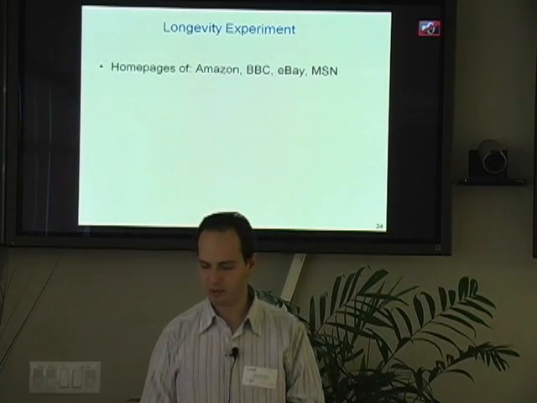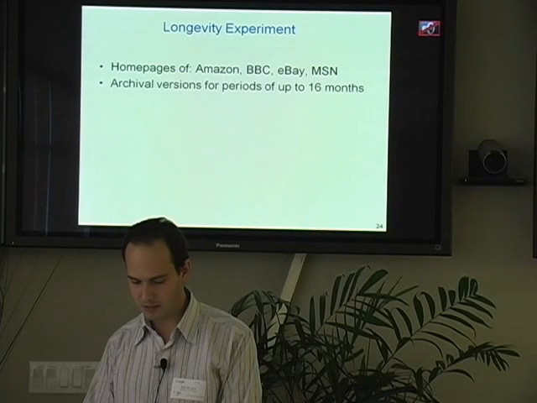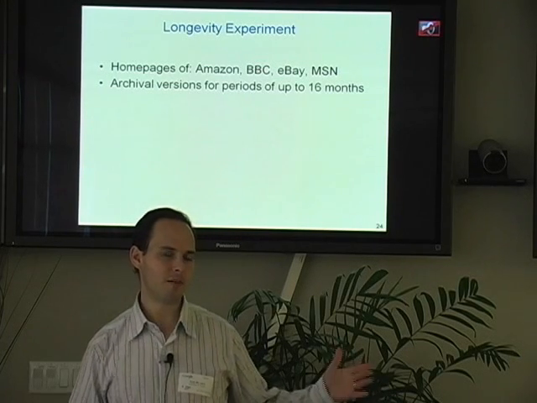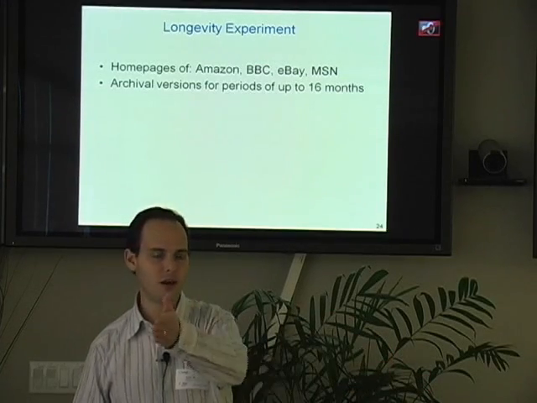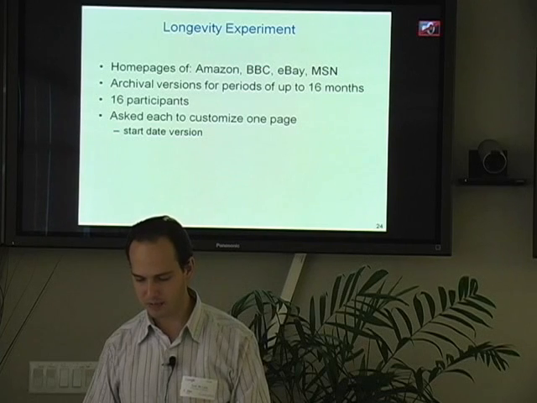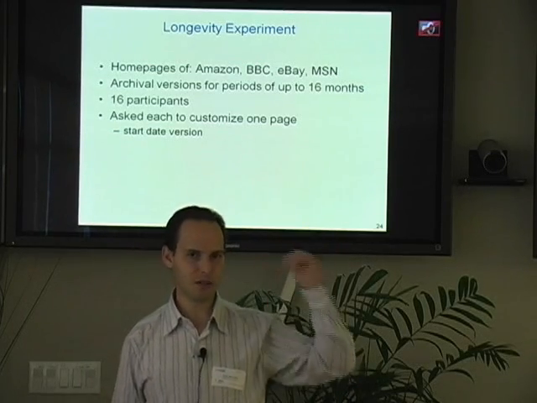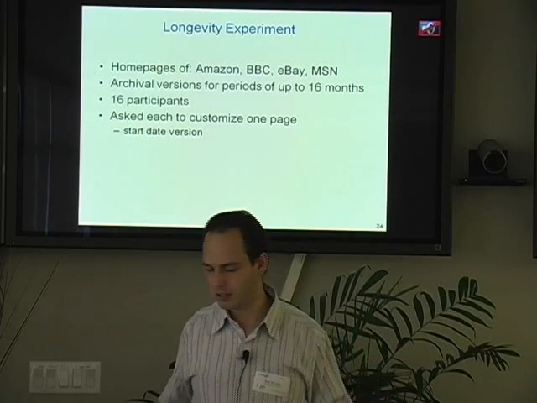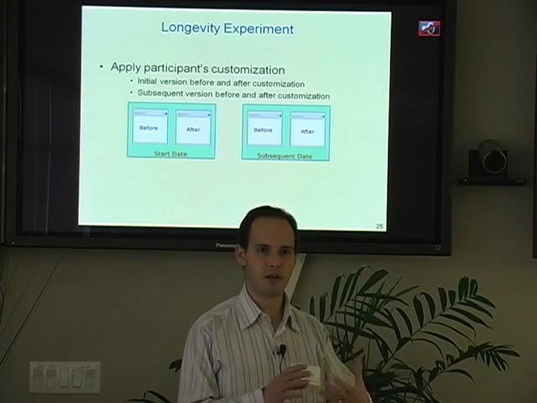So to answer first the longevity experiment, what we did is we downloaded popular pages from Amazon, BBC, eBay, and MSN. And we went to a web archive, and we went as far back as 16 months. And we got the historical trace of each of these pages, as it changed over 16 months. We then selected participants, basically 4 for each of those pages. And we gave them the page as it showed up on day 1, basically 16 months in the past. And we told them, go ahead and change it any way you want, any way you see fit. We then recorded that adaptation. So the users actually adapted it on the mobile device.